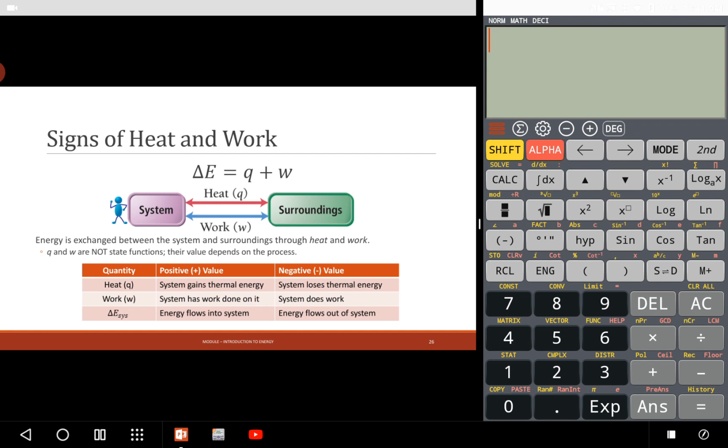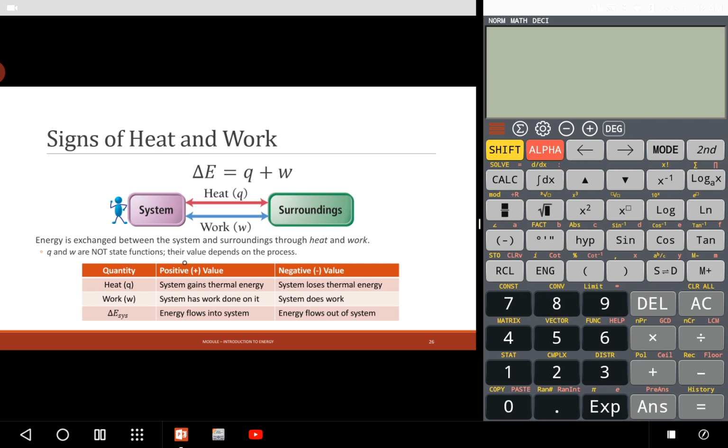And so when we talk about the change in energy, this delta E, the change in internal energy from its initial state to final state, that change in energy is occurring through work and heat that are exchanged between the system and the surroundings. The signs of the heat and work tell us which direction things are flowing.